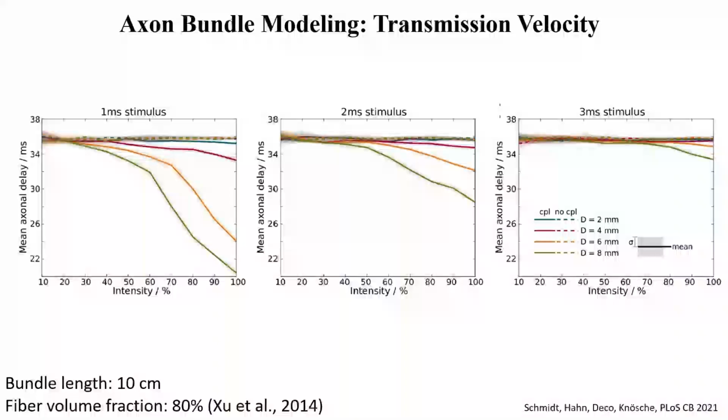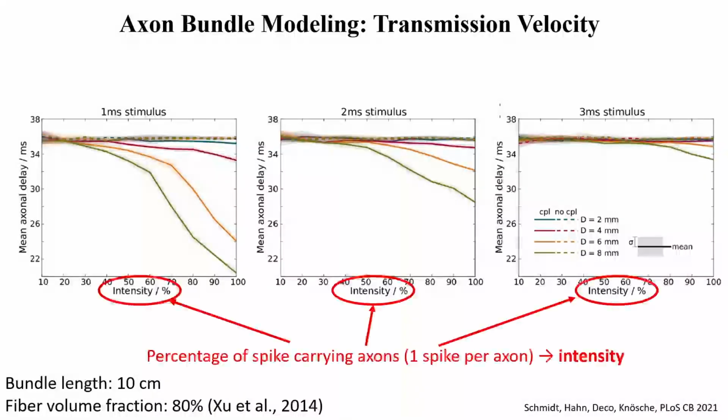What kind of effect do we see? If you look at the mean axonal delay, then we see that this axonal delay is decreasing. That means the speed is increasing. And this depends on several parameters. Of course, it depends on the intensity of the volley I put into this axon bundle, so what percentage of all the axons is actually carrying an action potential. And we see that the higher the intensity, the lower the delay, that means the higher the speed.